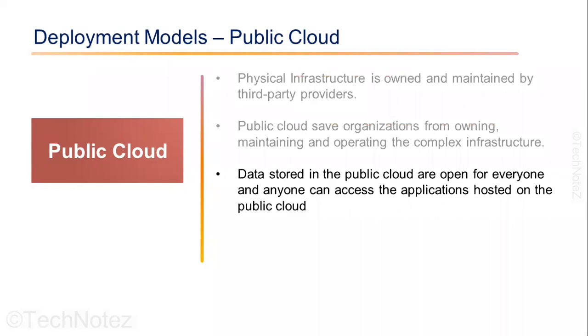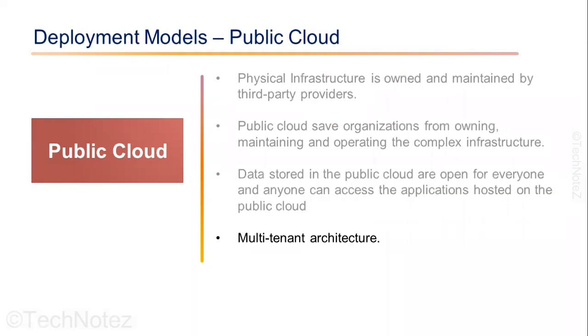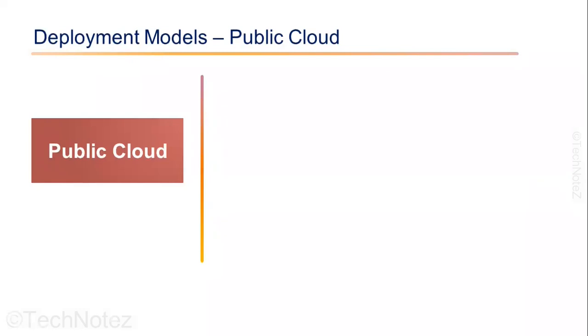Data stored in public cloud is open for everyone, and anyone can access the applications hosted on the public cloud. Providers have a multi-tenant architecture, which means multiple users run their resources on shared infrastructure and use the same computing resources. The data and workload for each user is logically separated and remains isolated from the data of the other users, which means no one can access the data of each other even if they are using the same physical hardware. Public cloud brings lots of benefits for its users.